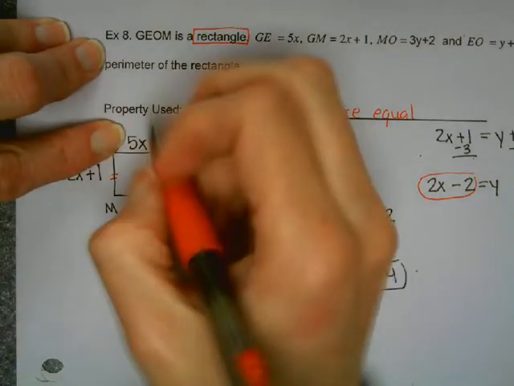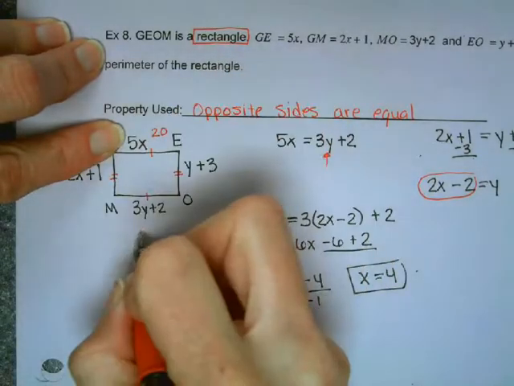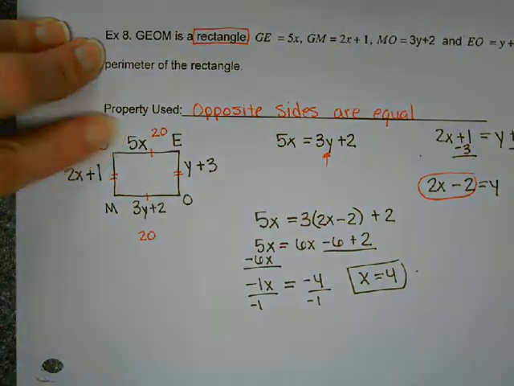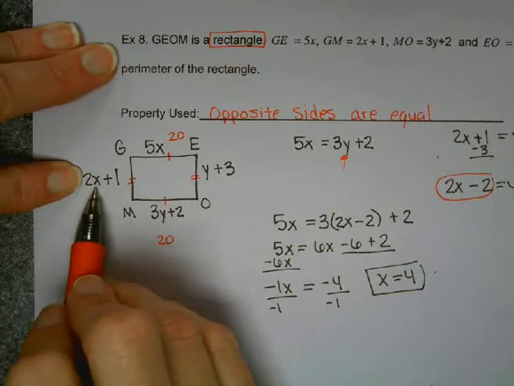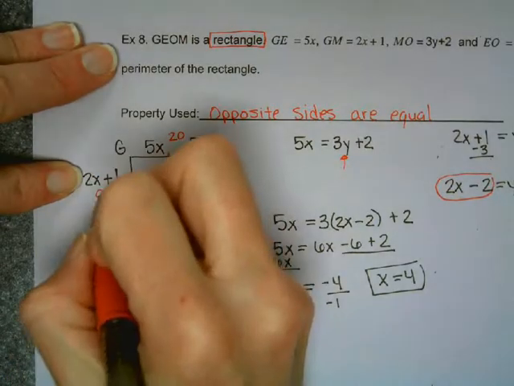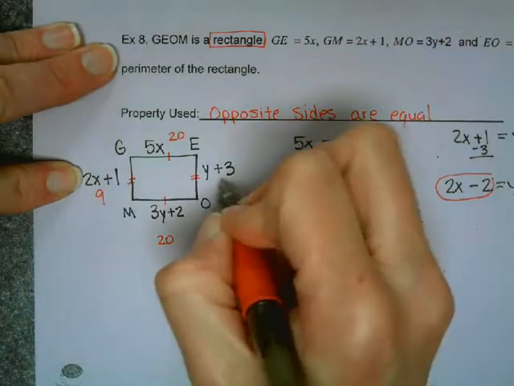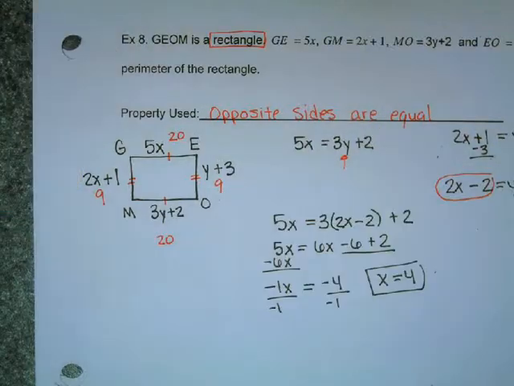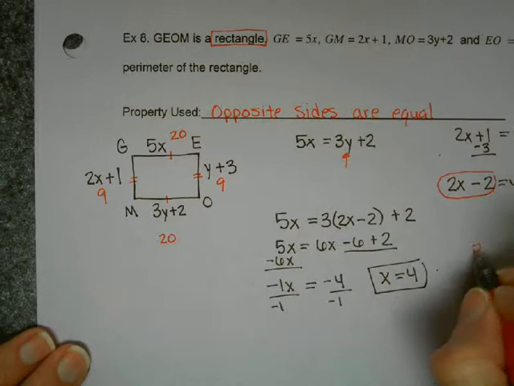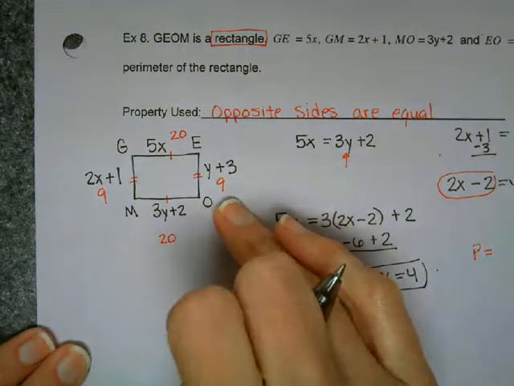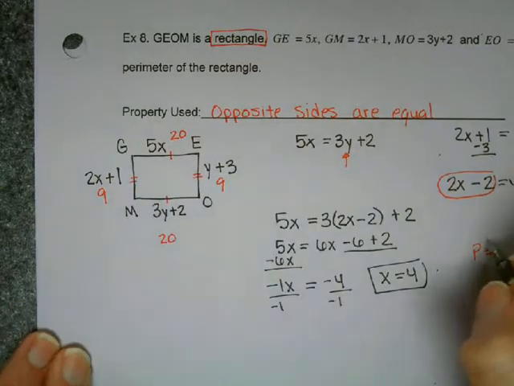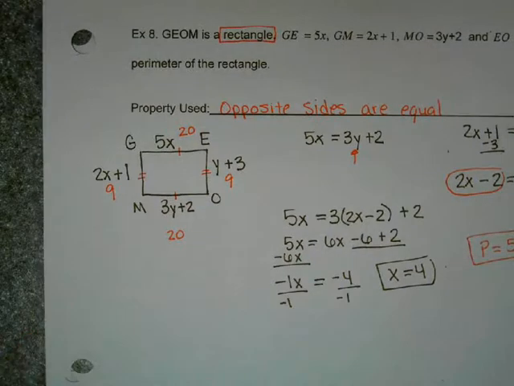It says, find the perimeter. So if I just know the x, 5 times 4, this side's going to be 20. So you know this side's 20. Let's see, I have the x, so I can plug it in this side. 2 times 4 is 8, plus 1 is 9. So even though I don't know y, that's got to be 9 too, because the opposite sides are congruent. Okay? So now perimeter is adding up all those sides. So that's 40 plus 9 is 49, plus 9 more is 58.